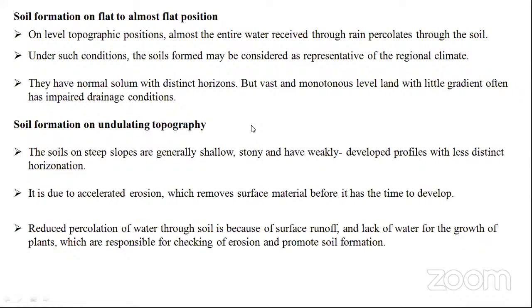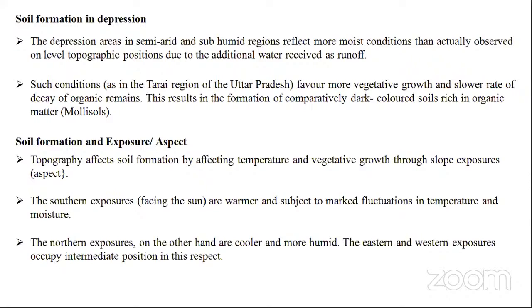And you can see in the next slide, depression regions. Depression means lowland areas. Actually, this quite suits the Union Territory of Puducherry. There is one area called Karaikal. In Karaikal, it is a very low-lying area. You can see all the water will be stored there.